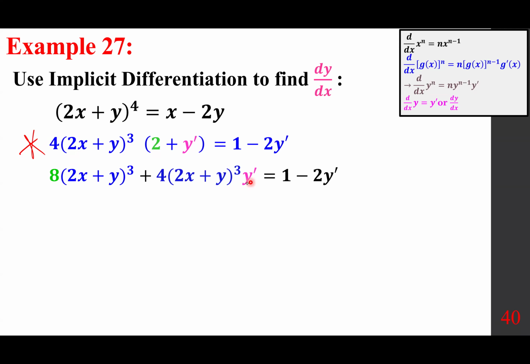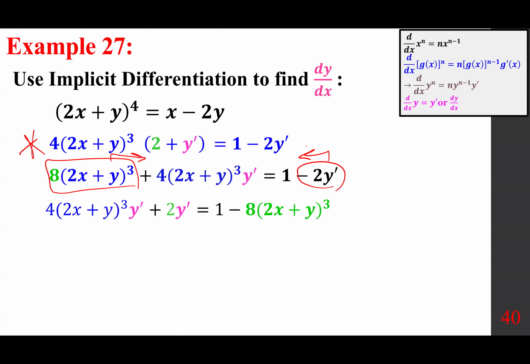What are we solving for? Y prime. If I'm solving for y prime, I need to move this to the right, becomes negative. I need to move this to the right, becomes positive. So what happens? This negative 2y prime becomes positive 2y prime. 8 times (2x plus y) quantity cubed goes to the other side, becomes negative. We are solving for y prime.